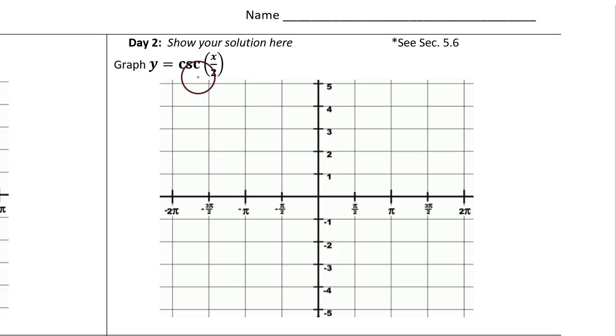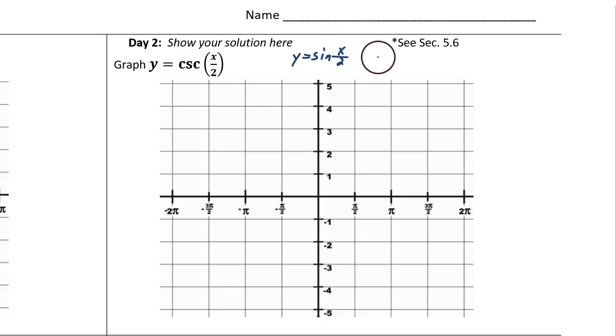The technique that we use to graph these by hand is to lightly sketch the graph of y equals sine of x over 2, and then use that graph to actually draw in the cosecant graph. So in blue ink, I'm going to graph this, and then I'll change colors and actually graph the cosecant function.